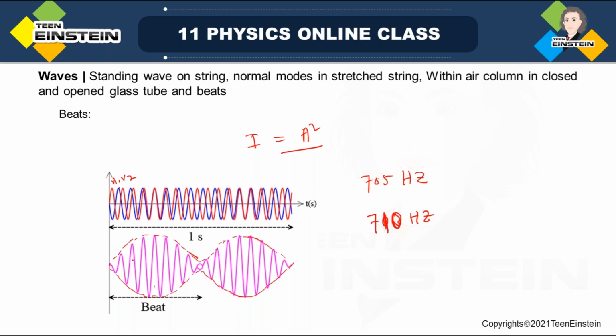See, consecutive rise and fall, one rise and one fall together, constitute a pair of rise and fall of intensity, which is actually called a beat. Okay, we'll define it. So let us write the definition.